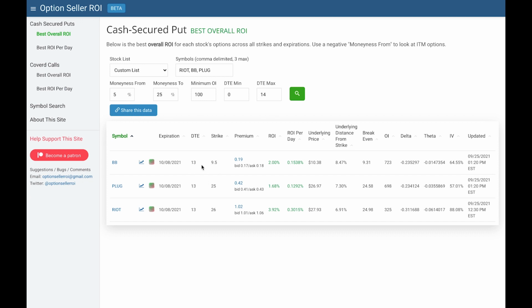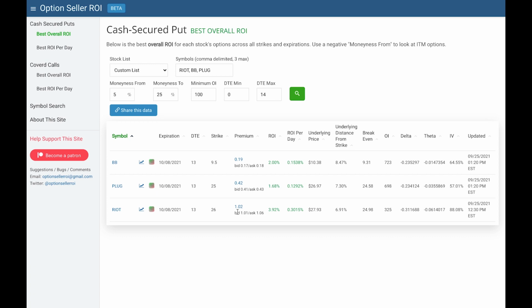Now, we looked at this one already, BlackBerry. You can see Plug Power, it's listing the $25 strike price. It's currently trading at $26.97. The delta is negative 0.3 or greater, so that is a greater than 70% chance of profit. So this would be a great candidate. It expires in 13 days, and we're going to be making just under 2%. So maybe I might pass on this one.